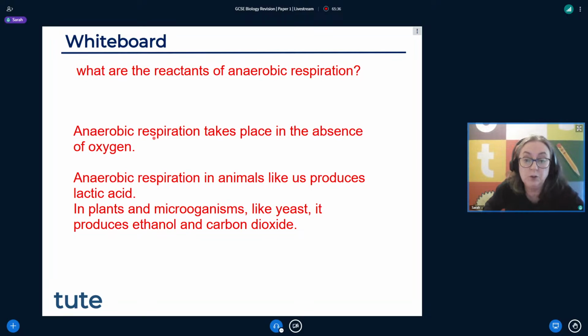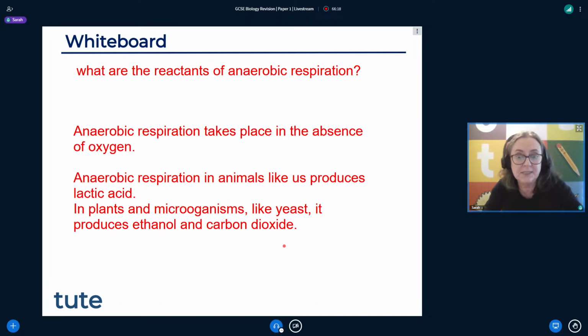And basically, the products of that anaerobic respiration depend on whether you're an animal or a plant or a microorganism. Anaerobic respiration takes place in the absence of oxygen. And anaerobic respiration in animals like us produces lactic acid, as we discovered in that example where that athlete had to switch to anaerobic respiration because they couldn't get the oxygen to their cells quick enough. But in plants and microorganisms like yeast, the products are different. What is produced in plants is ethanol and carbon dioxide.